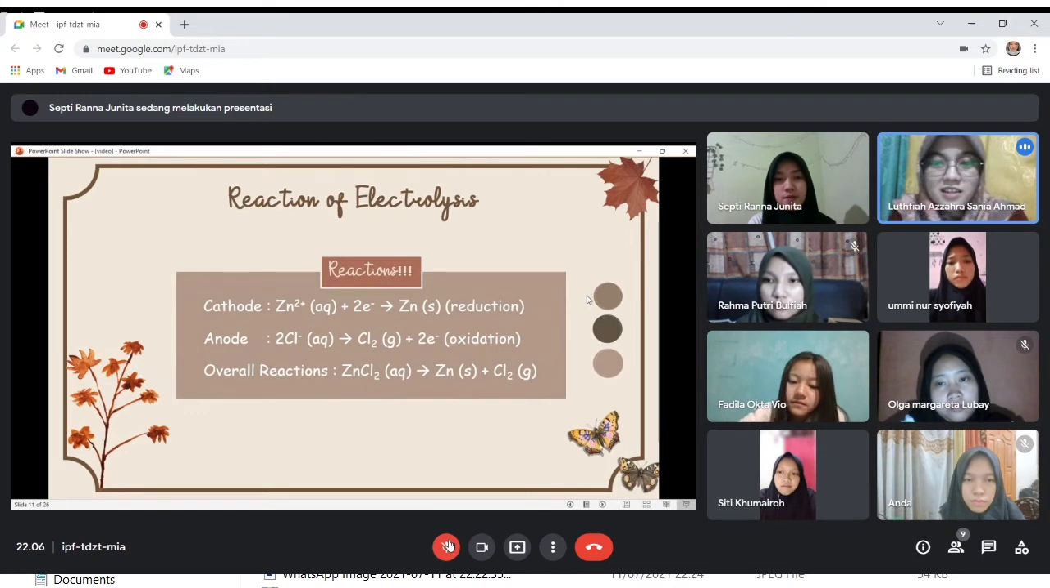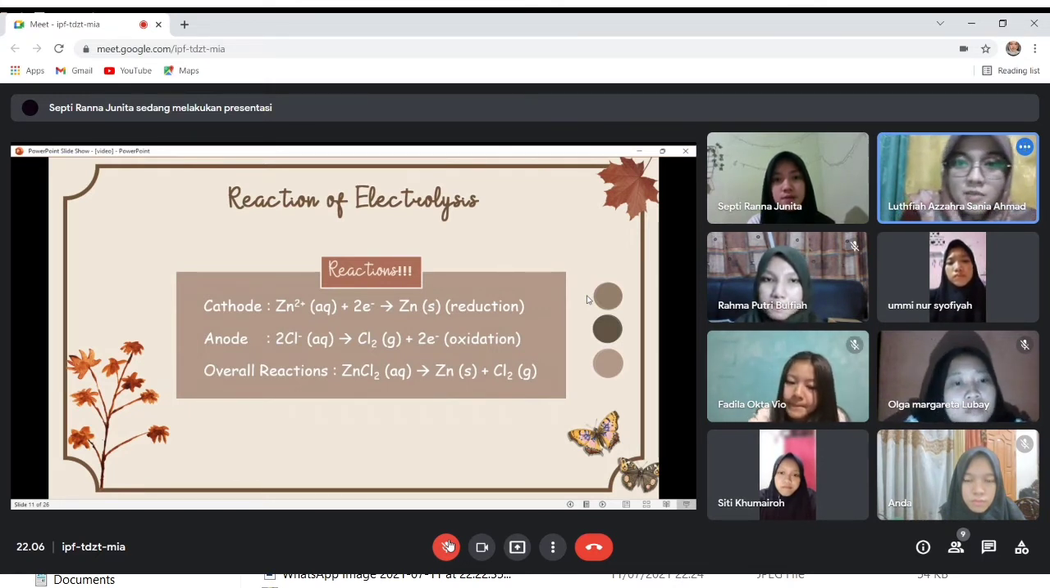Yes, that's right. During electrolysis, the positive ions or cations move to the cathode, and the negative ions or anions move to the anode. In the cathode and anode, electrons may be gained or lost in redox reaction. So, electrolysis reaction always implicates redox reaction. Did you understand about it?